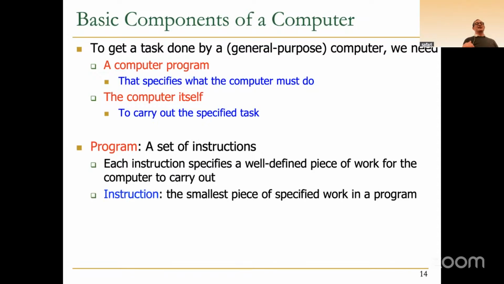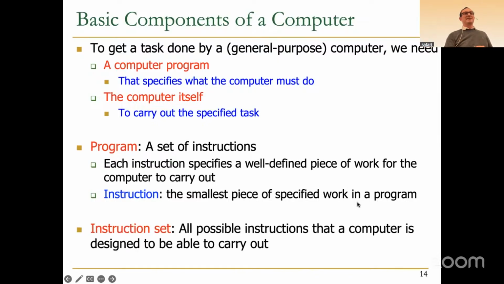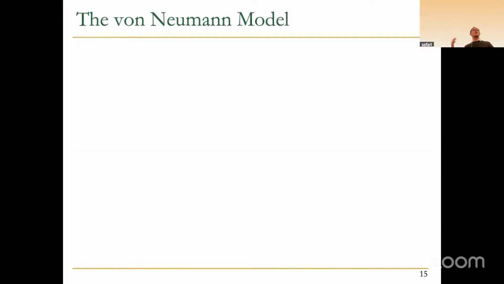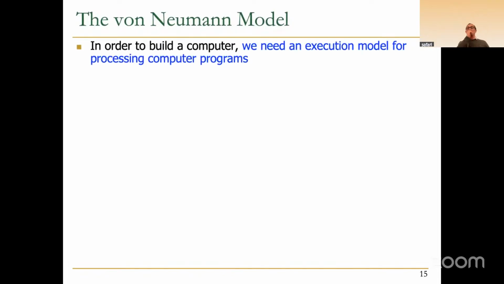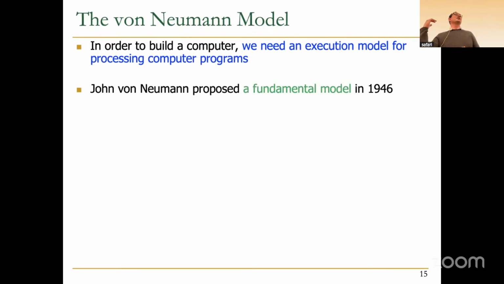Okay, so what's an instruction? Instruction is really the smallest piece of specified work in a program. And these are actually all from Pat and Patel. You can read the parts that I mentioned in Pat and Patel. Instruction set is all possible instructions that a computer is designed to be able to carry out. So, okay, we're defining the instruction set right now. We're going to build up to it. But before we get to that, there should be actually a model of execution also. And that's where the von Neumann model comes in. If you want to build a computer that can carry out instructions, you need an execution model for processing programs. So John von Neumann, whose name you may have heard of in the past. How many people heard of John von Neumann?